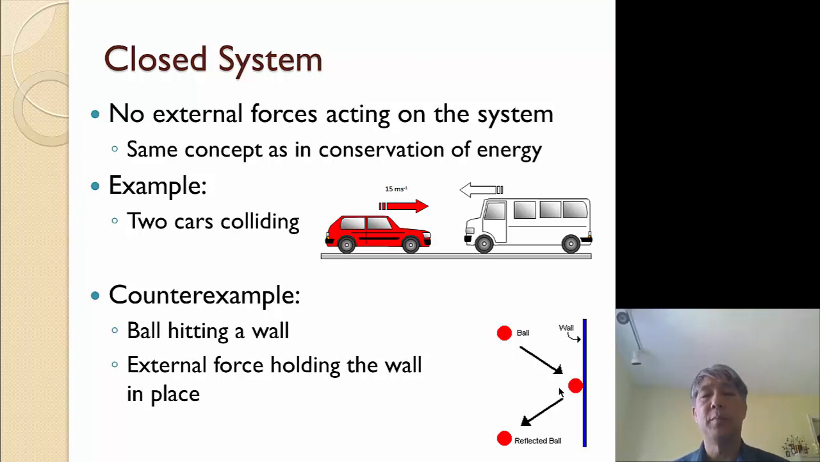For a counterexample where it's not a closed system, I have a ball hitting a wall. The external force in this case is the wall acting on the ball. There is another external force that we don't ever really talk about. Why does the wall not move? That's because the wall is anchored in place.